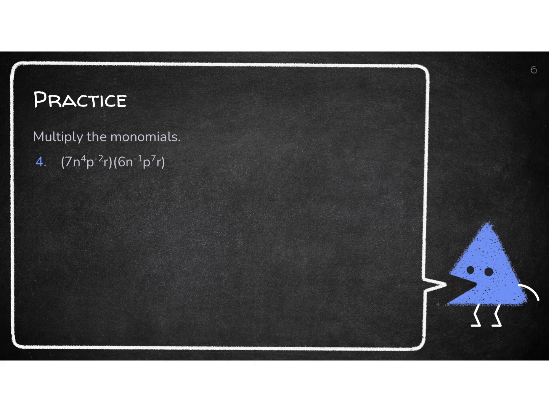Looking at number 4 here, I have 7n to the 4th p to the negative 2r times 6n to the negative 1 p to the 7r. So we're just going to go ahead and multiply our big numbers. So 7 times 6. And then we're going to add our little numbers. So I'm going to have n to the 4 plus negative 1. P to the negative 2 plus 7. Remember, if there's no number here, these are imaginary ones. So I have r to the 1 plus 1.